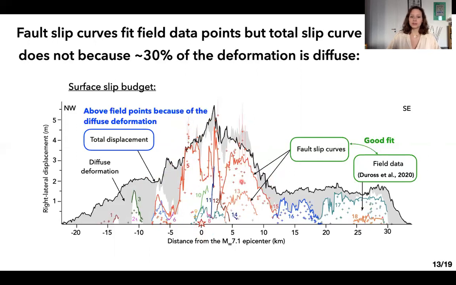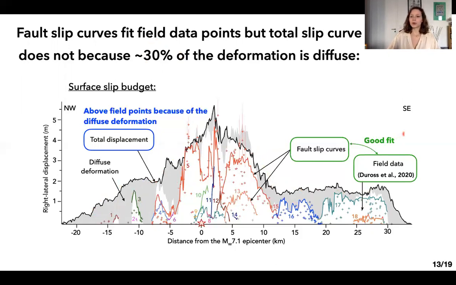And you have the corresponding field data points from Duross et al. with the corresponding color. And you see that you have a very good fit between the field data and the fault slip curves, because the fault slip curves are always fitting the maximum data points for all the faults. However, you see that the total displacement profile is well above those measurements, because you have about 30% of the deformation that is diffuse. This diffuse deformation is indicated in gray in this plot.